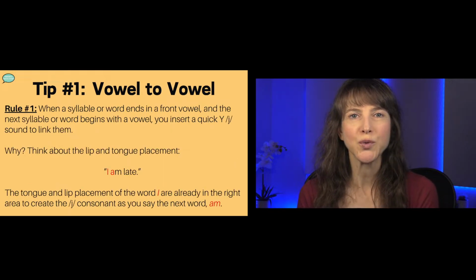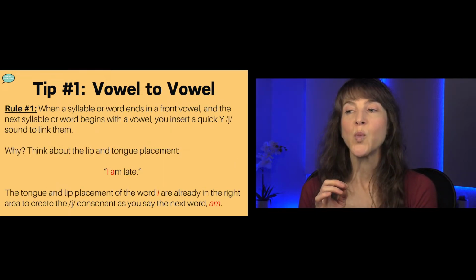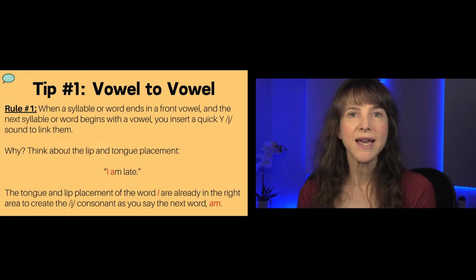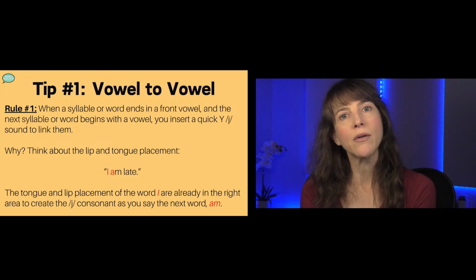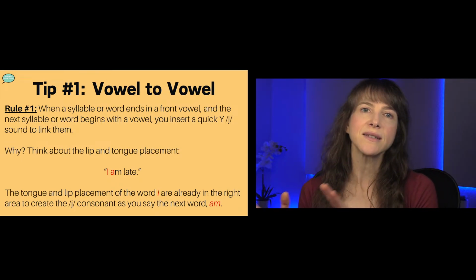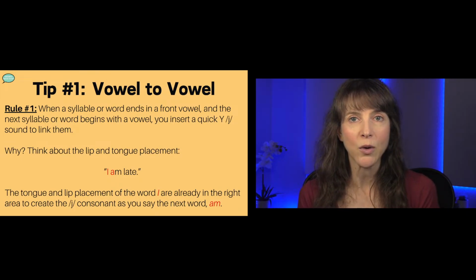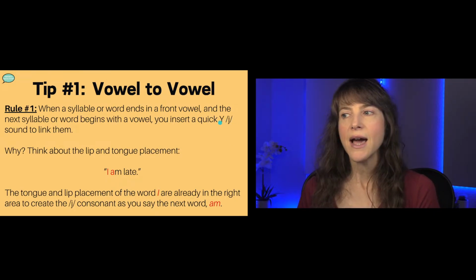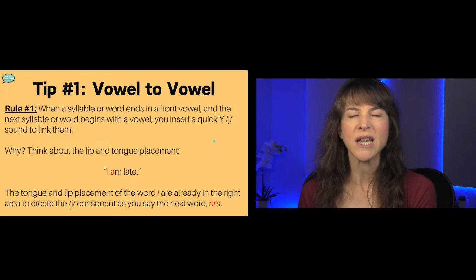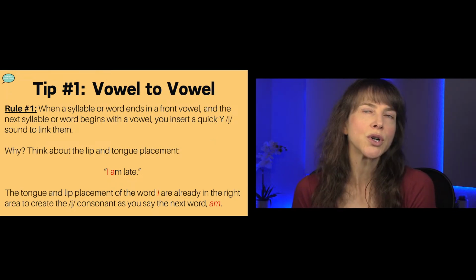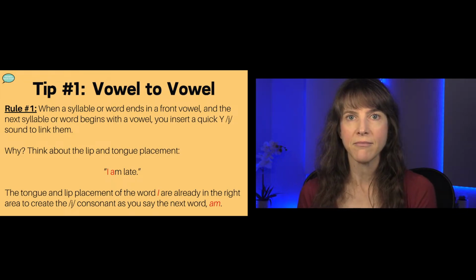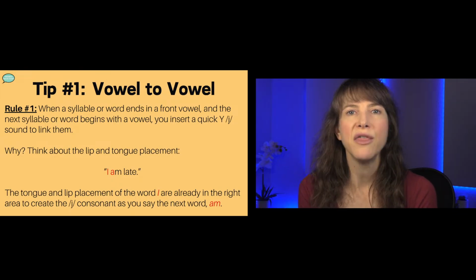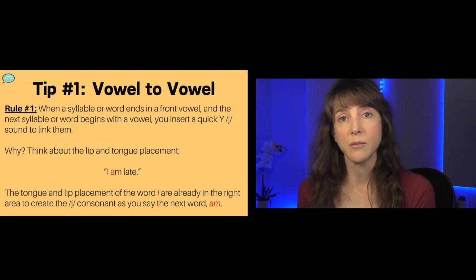So here's the first rule about vowel to vowel linking. When a syllable or word ends in a front vowel, and we'll talk about front vowels in a second, and the next syllable or word begins with a vowel, you insert a quick y sound to link them. So the y sound, the IPA symbol, it looks like the letter J, but it kind of makes the Y sound in English, like in the words yes or yesterday. So why this sound? Well, think about the lip and the tongue placement.